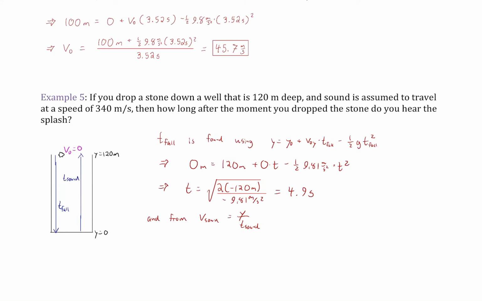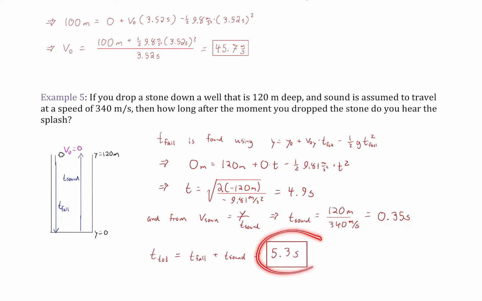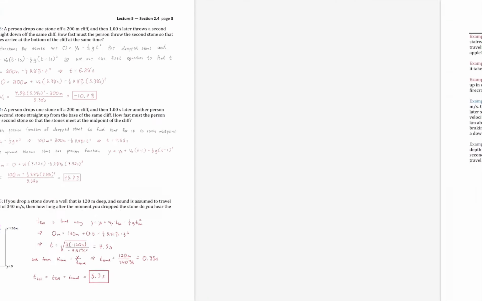We know the velocity of sound by definition is just the vertical position, in this case, divided by time. If we want to solve for t, then it's just going to be distance over velocity. And well, that means the sound takes 0.35 seconds to travel 120 meters. So we just add the two times together. And so then the person will hear the splash 5.3 seconds after dropping the ball. Okay, most of that time is actually the time to fall. The sound is relatively fast, right? At 340, right?